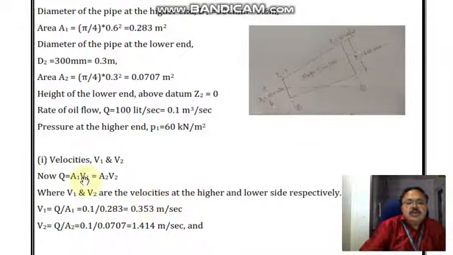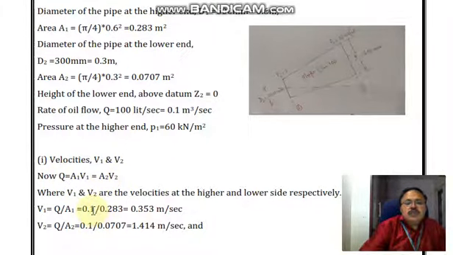Now we know that discharge is nothing but the product of A into V. So whatever volume of fluid enters at section 1, the same volume of the fluid is leaving at section 2. So my Q is equal to A1 V1, that is equal to A2 V2, where V1 and V2 are the velocities at the higher and lower end respectively. So my V1 is nothing but the ratio of Q by A1. Similarly, V2 is equal to Q by A2.